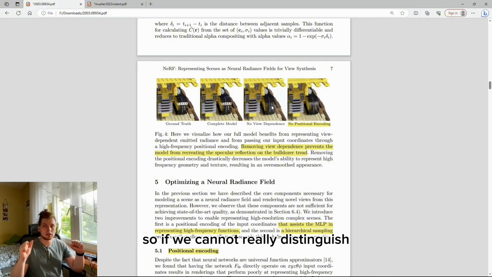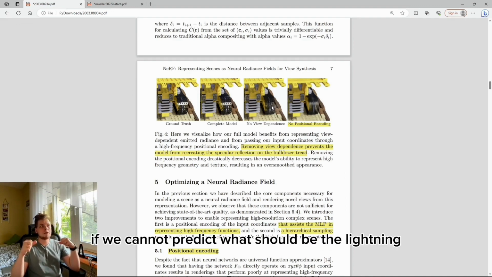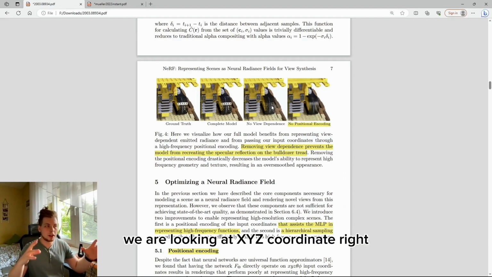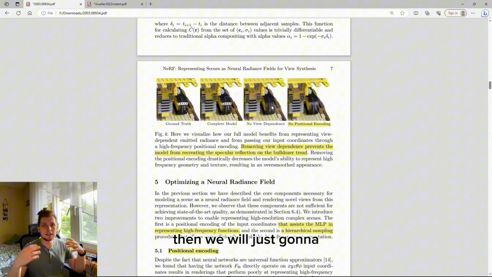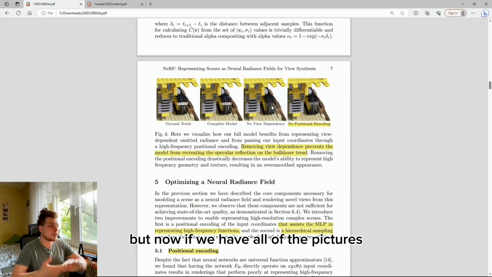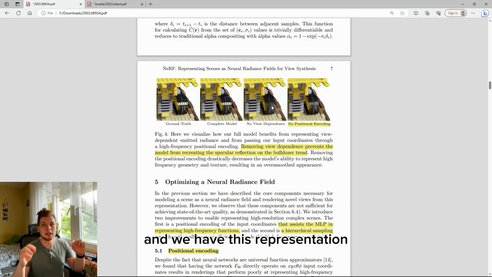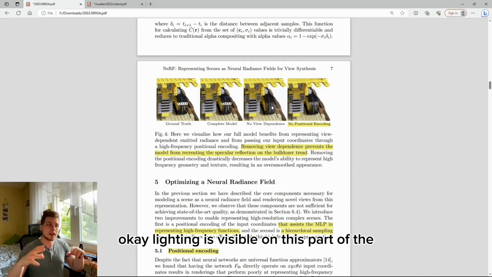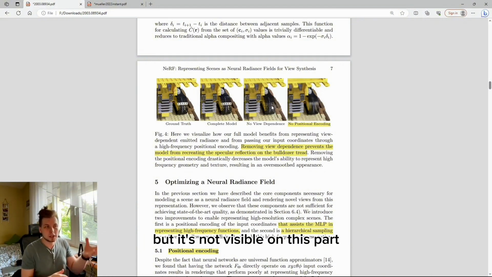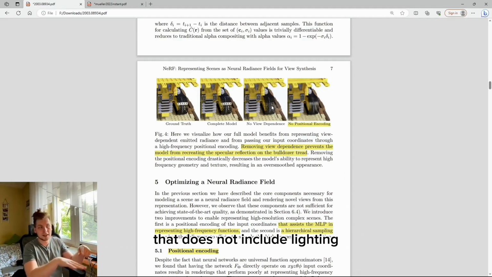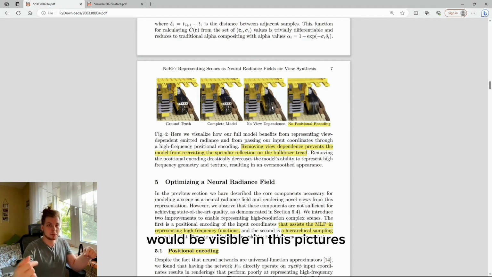So if we cannot predict what the lighting should be, because we don't have the information from which point of view we are looking at the XYZ coordinate, then we will just take the average from all of the input space. But now if we have all of the pictures and we have this view dependence representation, we can actually understand that lighting is visible on this part of the view space, but it's not visible on this part. So if we are rendering here, we should render with lighting, and if we are rendering here, we should render with different lighting that does not include lighting that would be visible in these pictures.